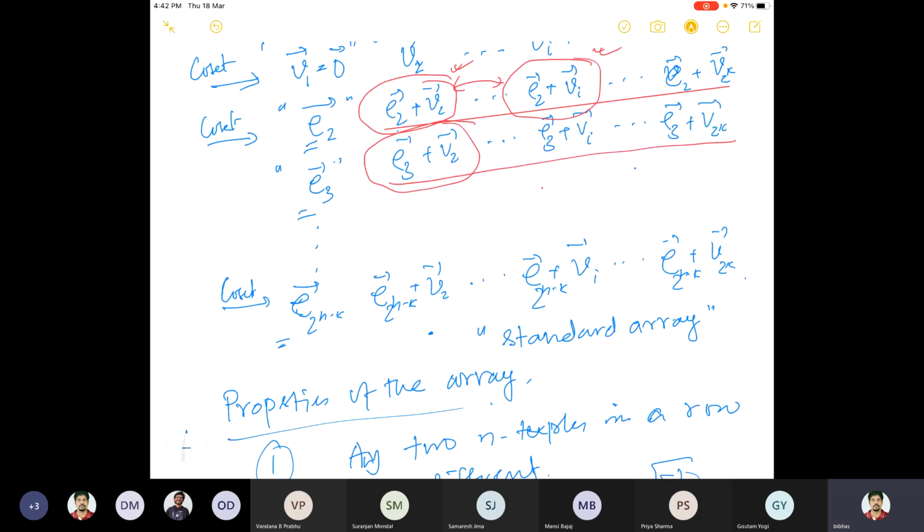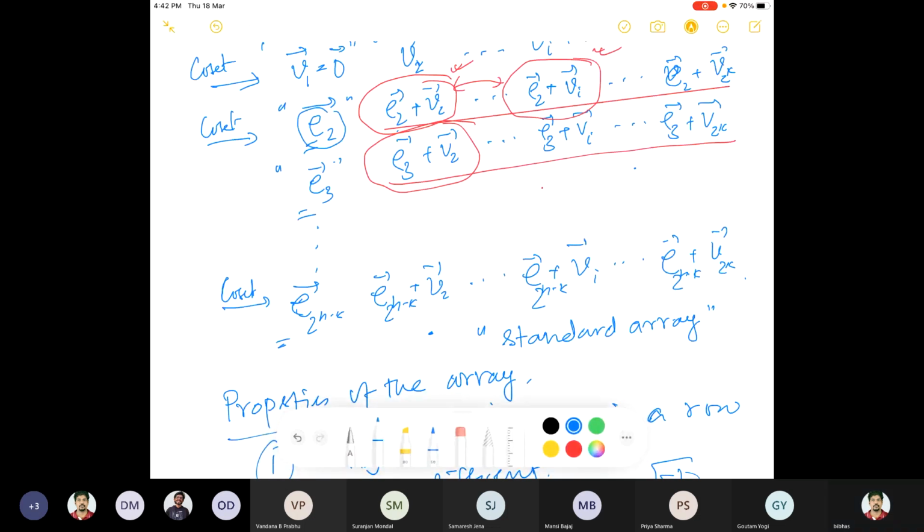So how many cosets are there? 2 to the power n minus k cosets are there, and in each coset there are 2 to the power k distinct elements. Each coset is defined by these vectors, starting with the 0 vector here. So this I'll call the leader of the coset, or the representative of the coset.